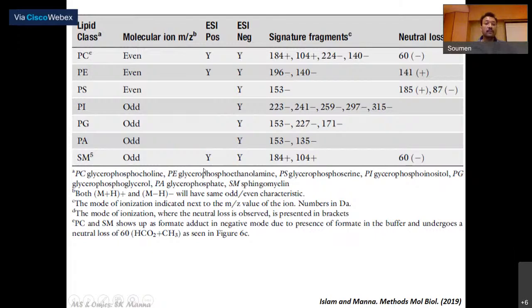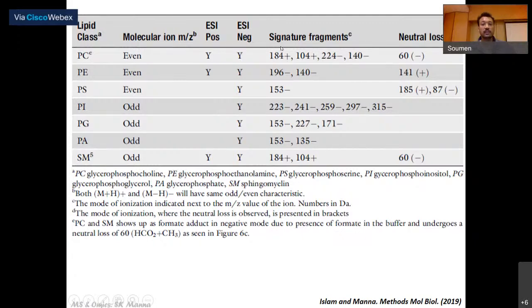Then, often these lipids have in-source fragmentation. That is because there are groups which are very easy to cleave off and give rise to an ion. For example, the phosphocholine head group, 184.